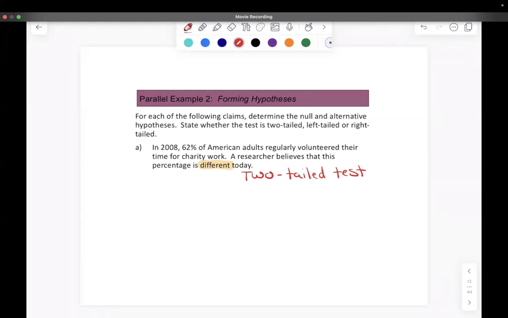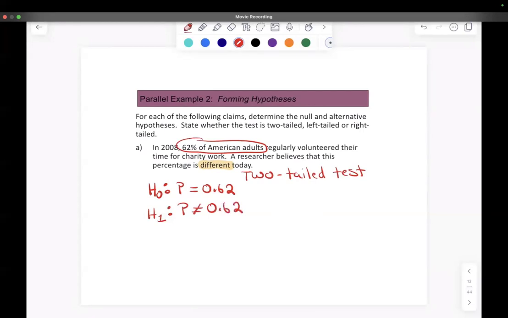So my null hypothesis always assumes the information that is given. So I would say that p equals 0.62 because it is true until I have evidence otherwise. My alternative hypothesis is what I'm going to try to prove. So p is not equal to 0.62 because it says different; it could be greater than, it could be less than. I'm just saying it's not equal to.